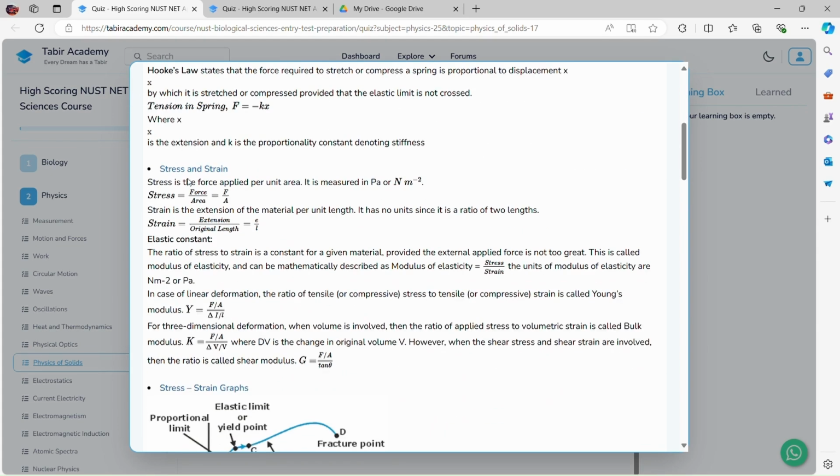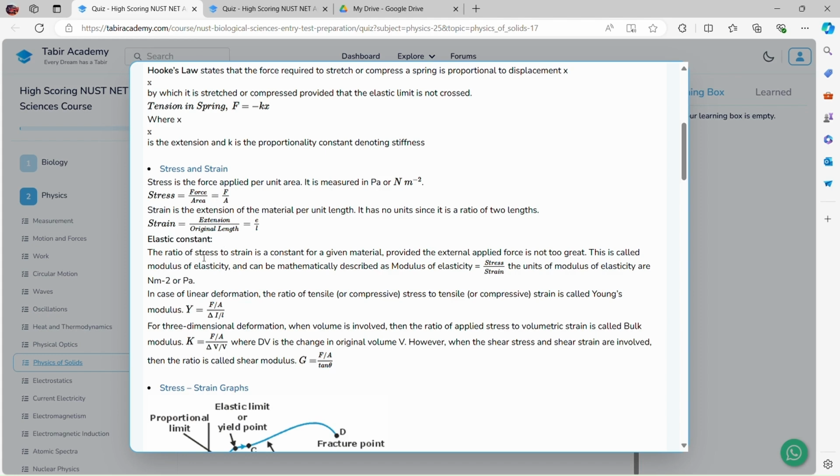Stress and strain. Stress is the force applied per unit area. It is measured in pascals or newtons per meter squared. Stress is equal to force over area. Strain is the extension of the material per unit length. It has no units since it is a ratio of two lengths. Strain equals extension over original length.